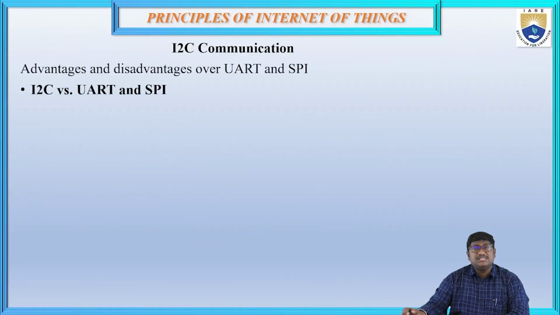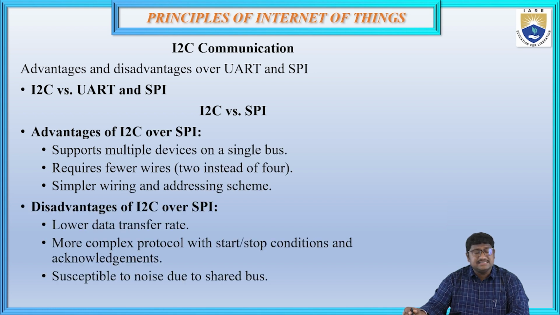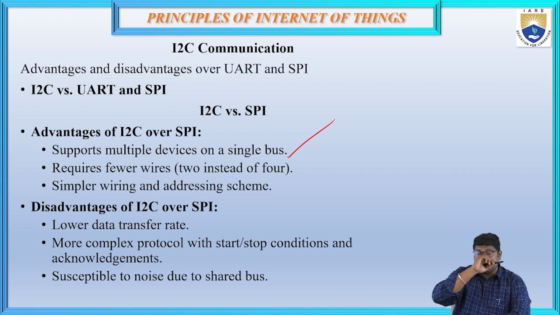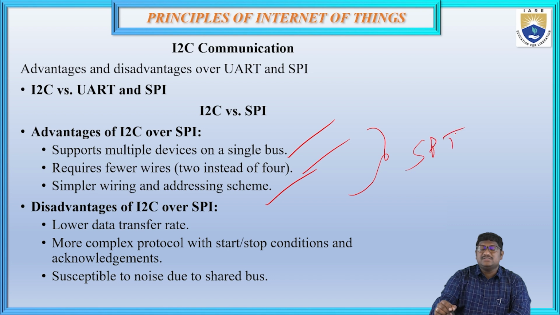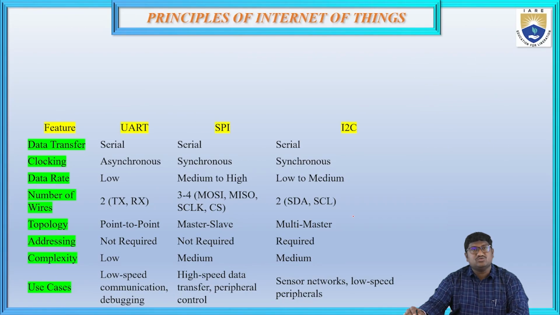And coming to SPI, how does I2C compare? The advantages compared to SPI: the bus supports multiple devices on a single bus, and it requires only fewer wires, 2 instead of 4, and has simpler wiring and an addressing system. These are the advantages of I2C over SPI. And the disadvantages over SPI are low data transfer rate, a more complex protocol, and susceptibility to noise. These are the things that exist.